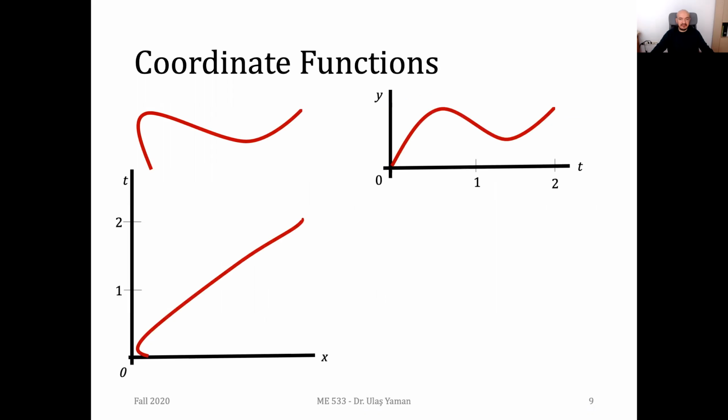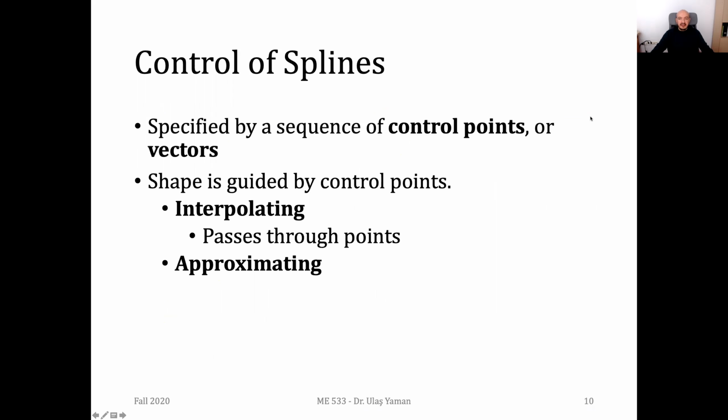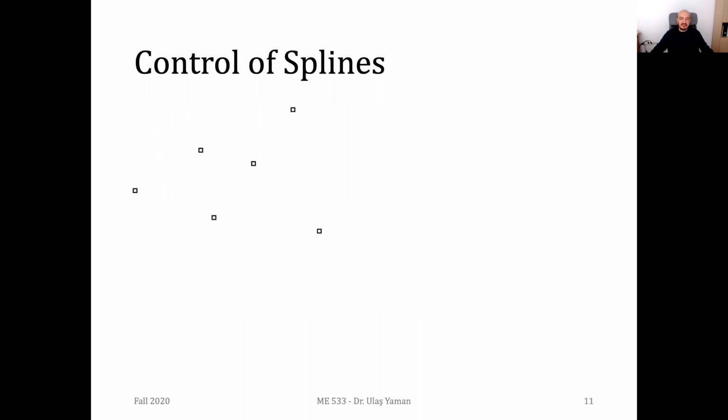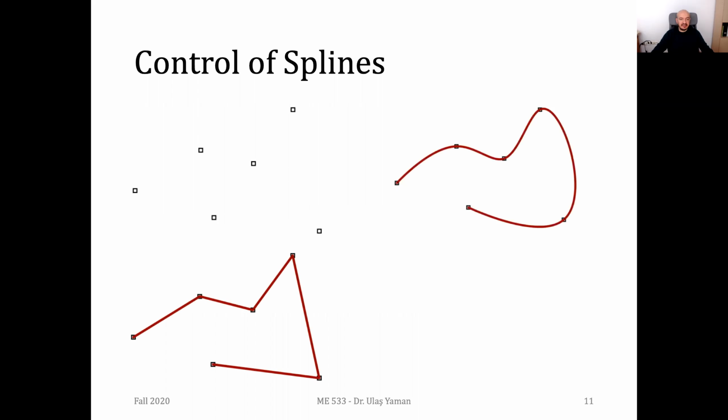And then we discussed some coordinate functions. This is a spline and X coordinate function, Y coordinate function. And while obtaining any intermediate point on the spline, we make use of the control points and the basis functions. By multiplying them, we can obtain any point on the spline.